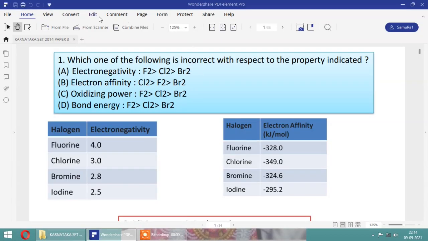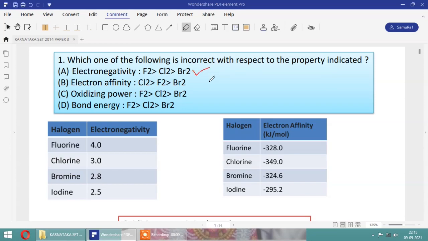Which one of the following is incorrect with respect to the property indicated? Here fluorine, chlorine, bromine, three elements are given. The electronegativity value you should know, electron affinity, oxidizing power and bond energy values you should know. First we will see the first option, electronegativity. Electronegativity of fluorine is greater than chlorine, greater than bromine, than iodine. This is the electronegativity value. Hence fluorine greater than chlorine, greater than bromine.